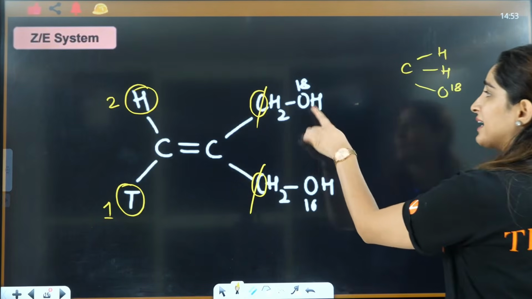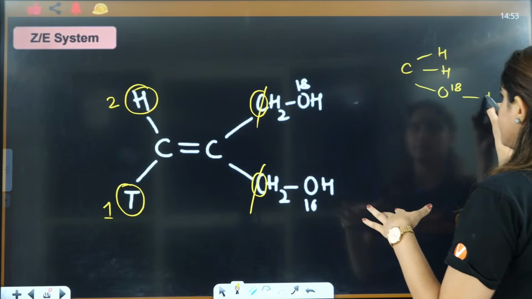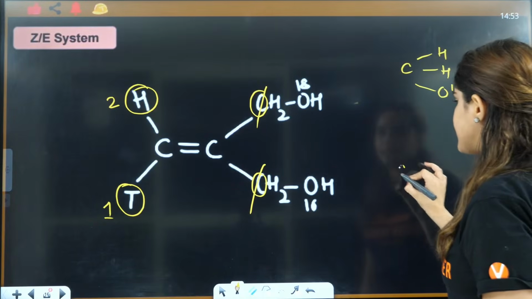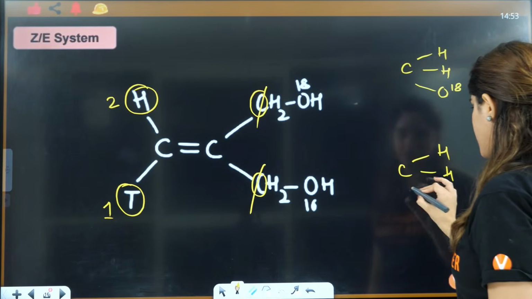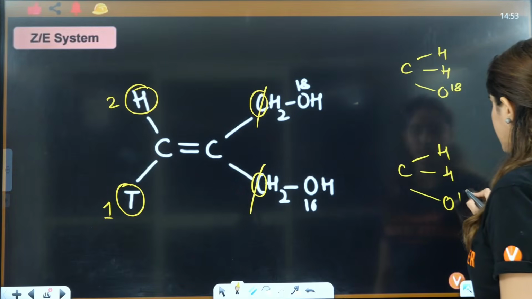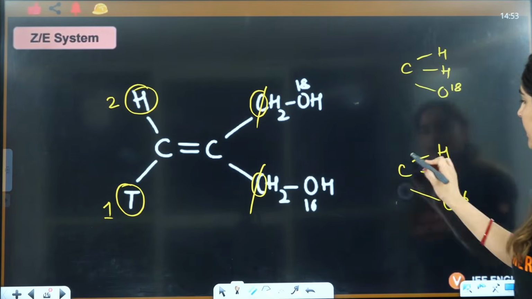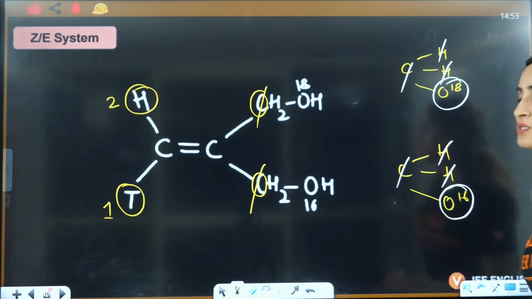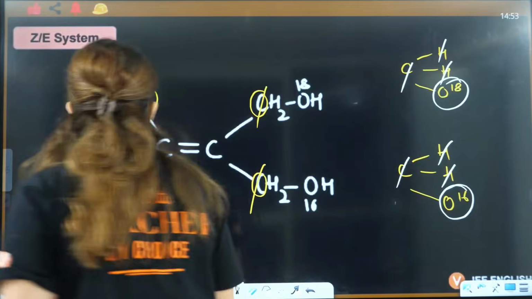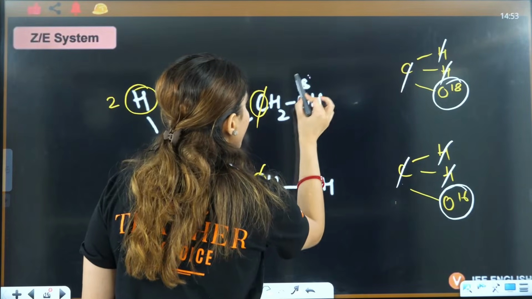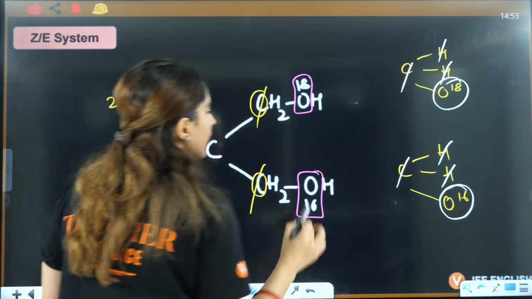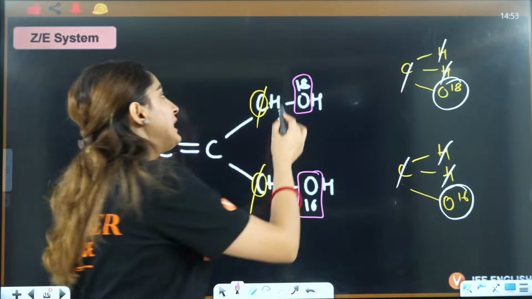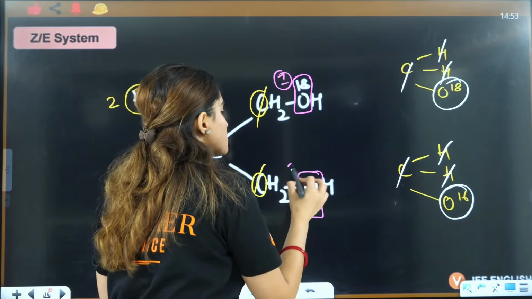I am not going to write that after this also you will have H, there is no need for that. Here you have C, this is H, this is H, this is O16. Now CC will cancel, HH will cancel, you will have O18 and O16 as the differentiating factor. This is the isotope of oxygen, which has more atomic mass? O18 has more. So this will be 1, this will be 2.